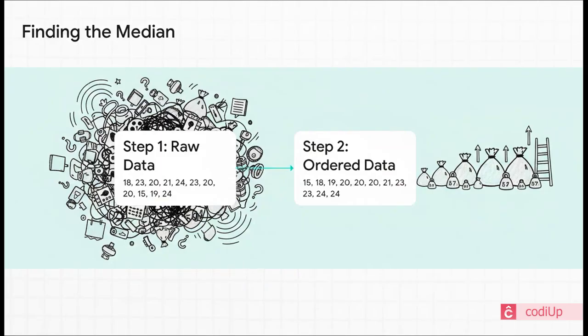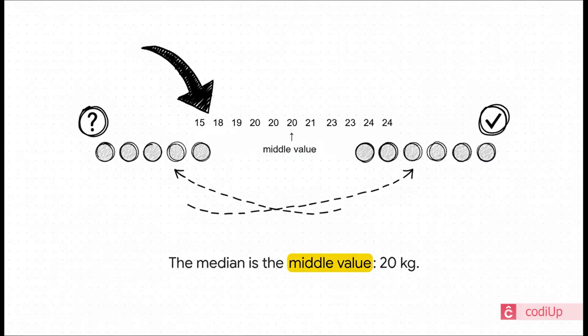Okay, now if we want to find the median, what's the absolute number 1 rule? We have to get organized. So we take that random list of weights and we line them all up in order, from the lightest bag to the heaviest. And voila! Once they're all in order, finding the median is a piece of cake. We have 11 numbers, so the one smack dab in the middle is the 6th one in the line. And as you can see, that number is 20 kilograms.